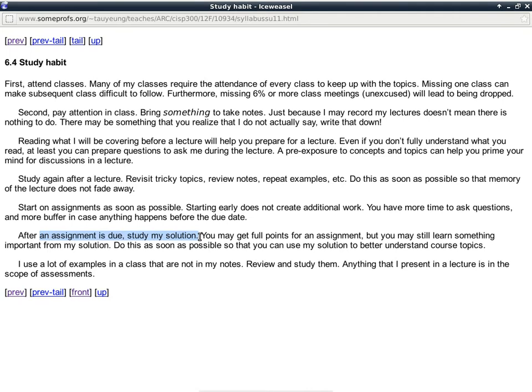After an assignment is due, study my solution. Especially when you do not get a perfect score, find out why you got points deducted. Okay? And sometimes I would write a comment in the homework assignment and say, see my solution. That usually means a submitted answer is kind of too far away from the expected answer. And so in those cases, you should really read my solution and make sure that you understand why my solution is the correct solution.